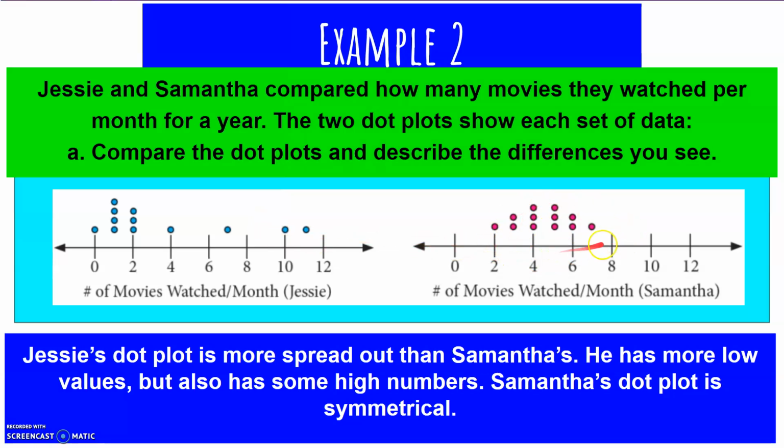Samantha's is symmetrical and very tightly grouped. She always watched a movie. She didn't have any months where she only watched 1 or 0 movies, but she also never watched more than 7 movies in a month.